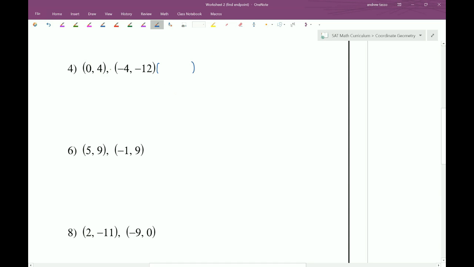Let's try one more example. Going from 0 to minus 4, we're going down 4. So we have to go down by another 4, and that gives us minus 8. From 4 to minus 12, this time we're going down 4 and then another 12, so we're going down a total of 16. So we have to go down another 16 from minus 12, and that gets us to negative 28. And that would be our right endpoint.